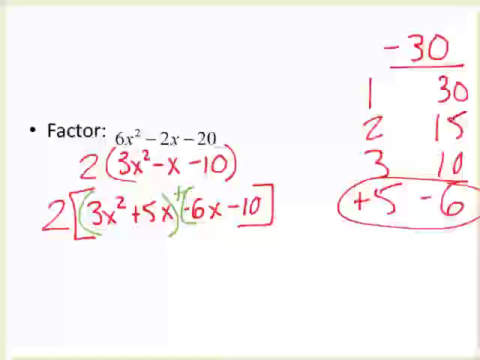Group together the first 2 plus the last 2. Does it matter what order they're in? It does not. Nope. If you do negative 6x plus 5x, you'll get the same thing in the end.